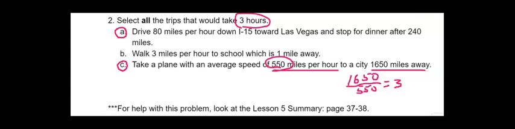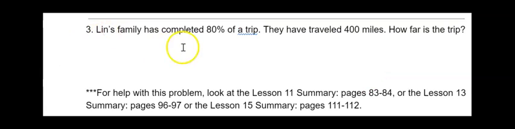All right, so Lynn's family has completed 80% of a trip. Okay, so it's not 100% of the trip yet, so they're not finished, obviously, and they traveled 400 miles. So 400 miles is 80%. So there's still another 20% of the trip to go. It says, how far is the trip in total? Well, it's going to have to be over 400 miles. So let's set something up and see if we can figure this out.